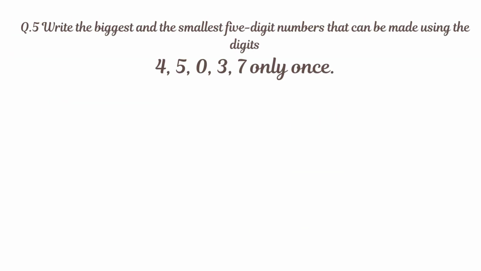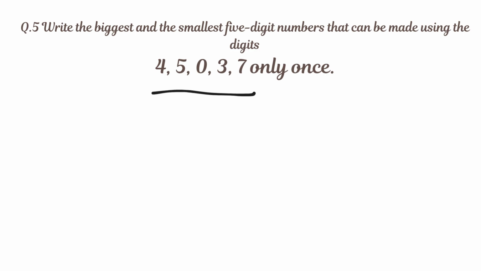So let's move on to question number 5. Write the biggest and the smallest 5-digit numbers that can be made using the digits 4, 5, 0, 3, 7 only once. So over here we have to write the biggest and the smallest 5-digit number using the digits. But we can only use those digits once. We can't take the digit twice or thrice. So the digits are 4, 5, 0, 3, 7.